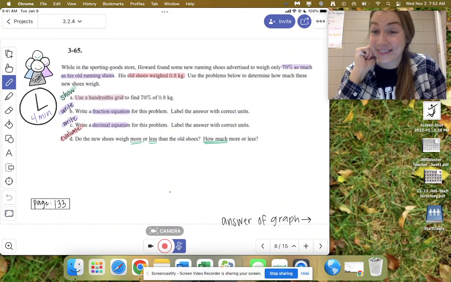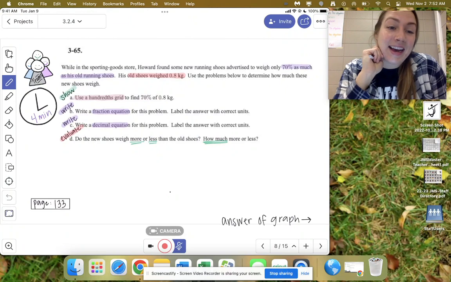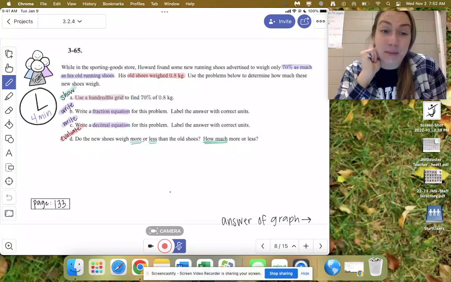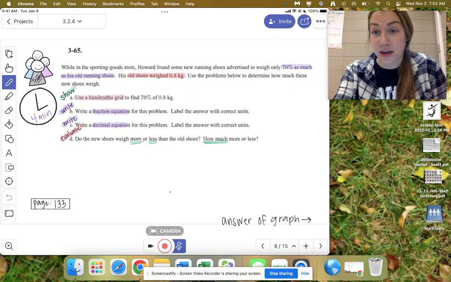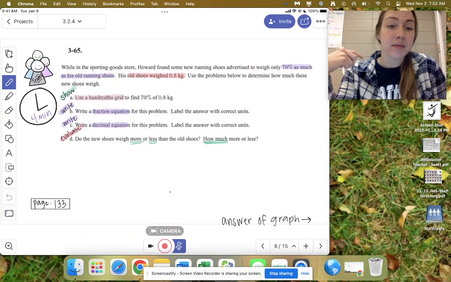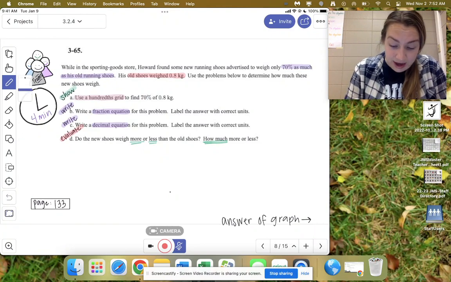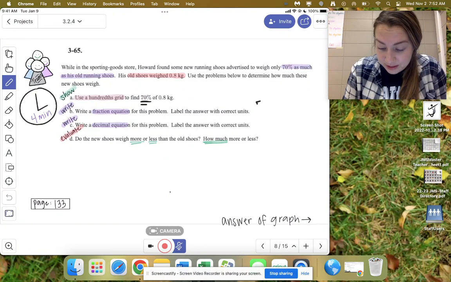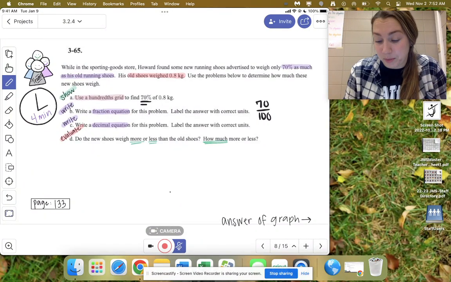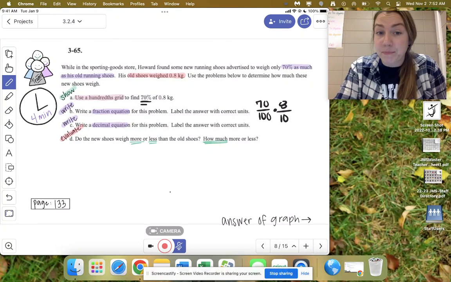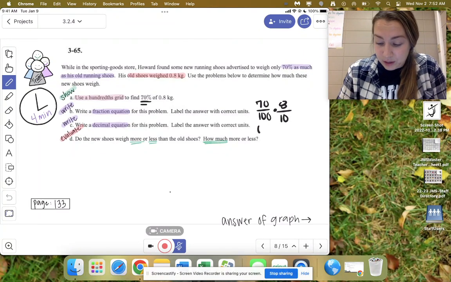Okay, how'd that go? Hopefully good. It says use a hundredths grid to find 70% of 0.8 kilograms. So you're using that resource page that you got to do that. It says write a fraction equation for this problem. Well, we have 70%, which is 70 out of 100. And then it says of, and we've talked about that before. Of means multiply. So we multiply, and then 0.8 would be 8/10. Okay, so that's our fraction. A decimal equivalent would be 0.7. You could do 70, that's fine, times 0.8.